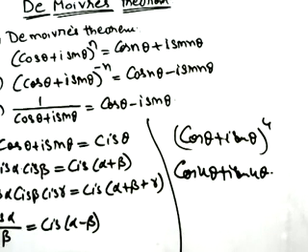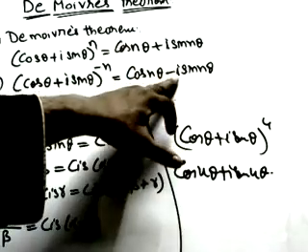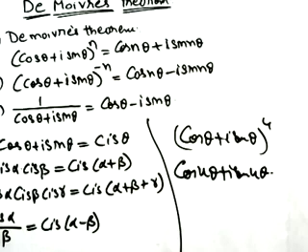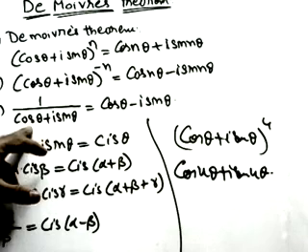Now suppose the power is negative: (cos theta plus i sin theta) whole power minus n. So the minus will come here: cos n theta minus i sin n theta.